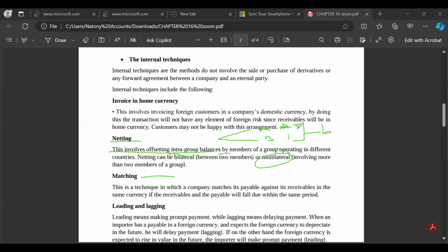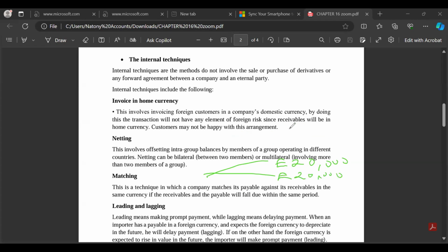So the next is matching. Matching has to do with a company having a receivable and a payable falling due within the same period. For instance, the company has a receivable of 20,000 pounds sterling and also a payable of 20,000 pounds sterling.